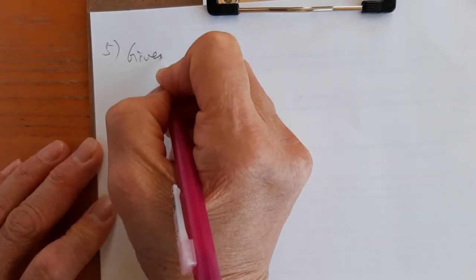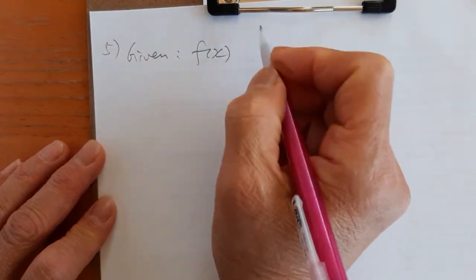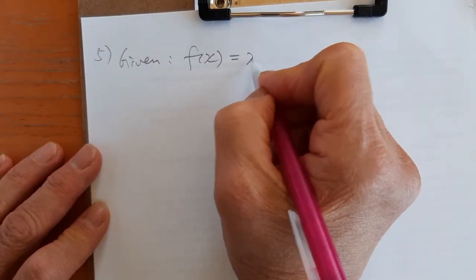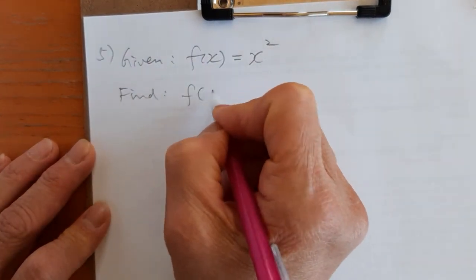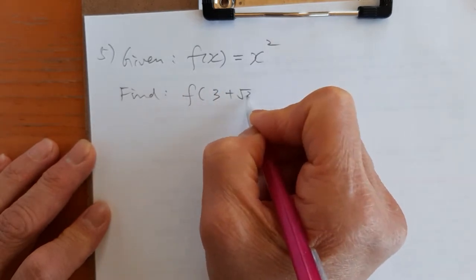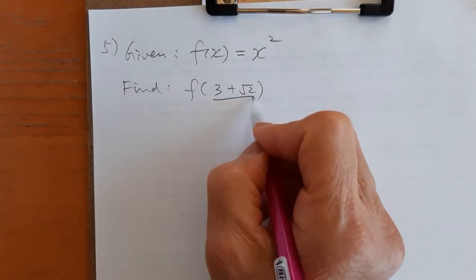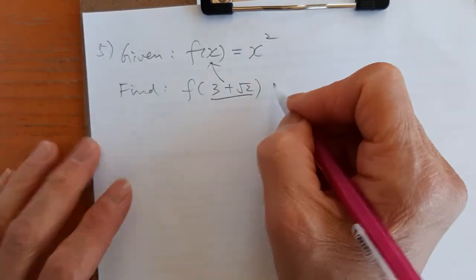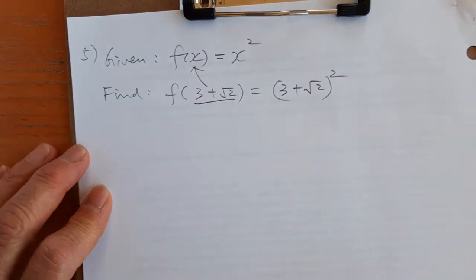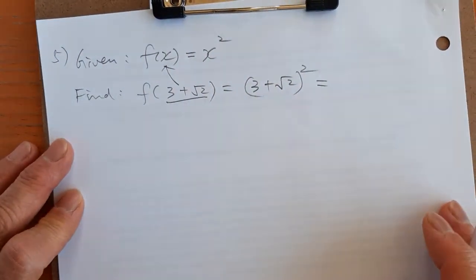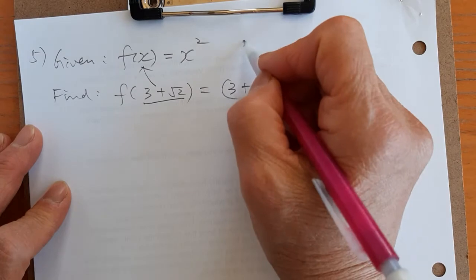And question 5. Given a function f of x equal to x squared, they want you to find f of 3 plus square root of 2. So 3 plus square root of 2, you put in for x. So equal to 3 plus square root of 2 squared. And you can use the FOIL method, or use the perfect square formula.